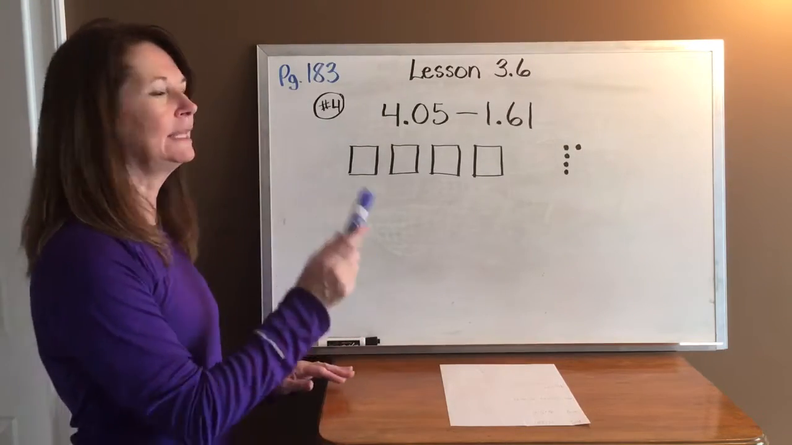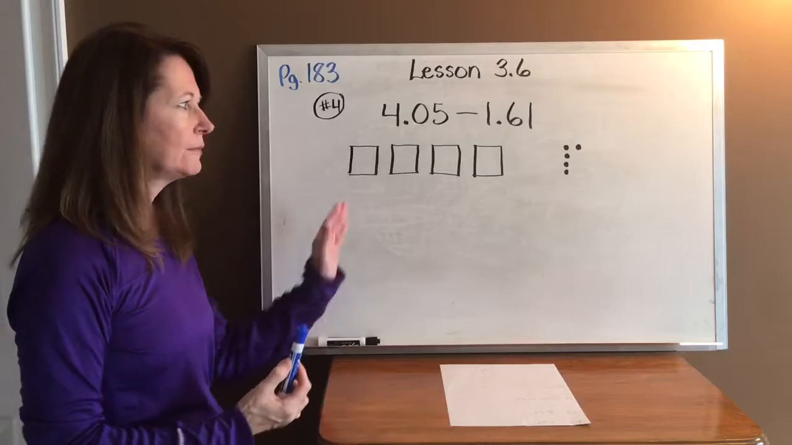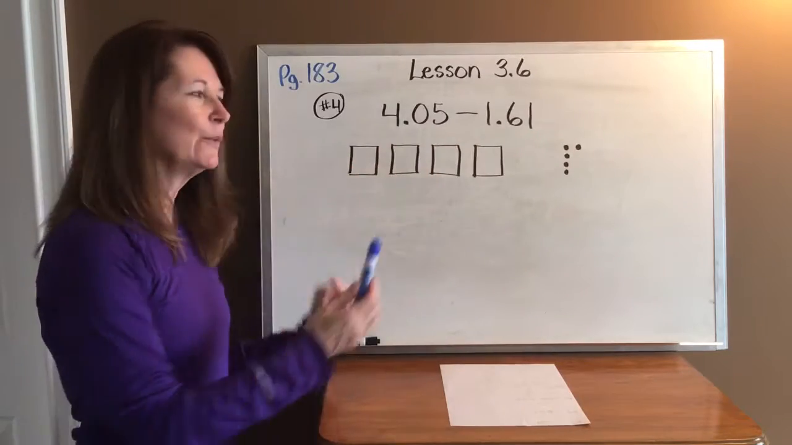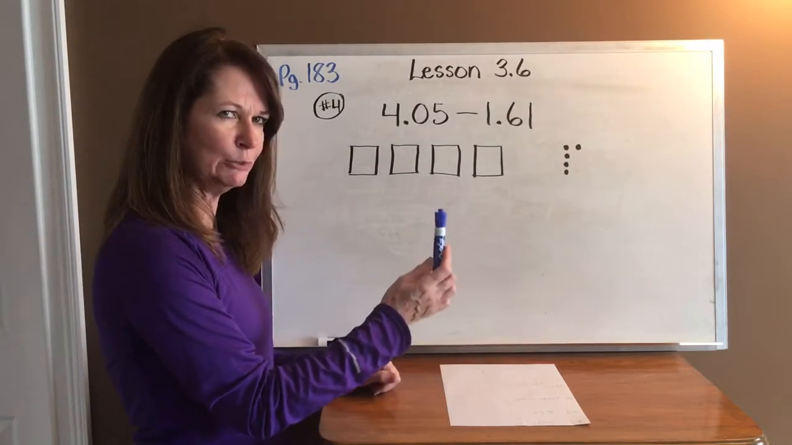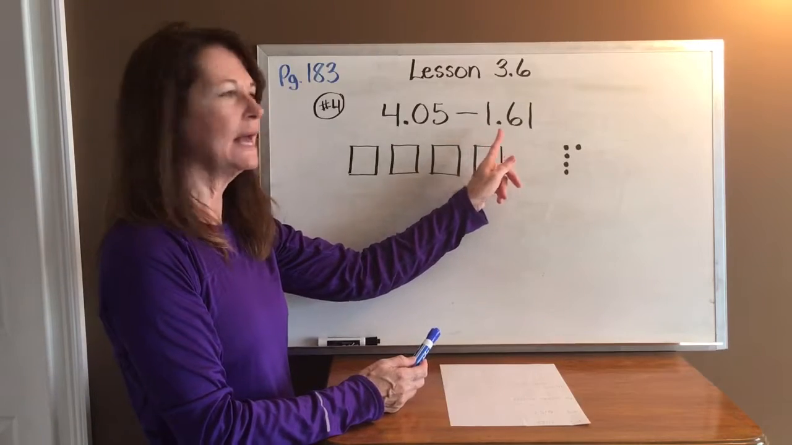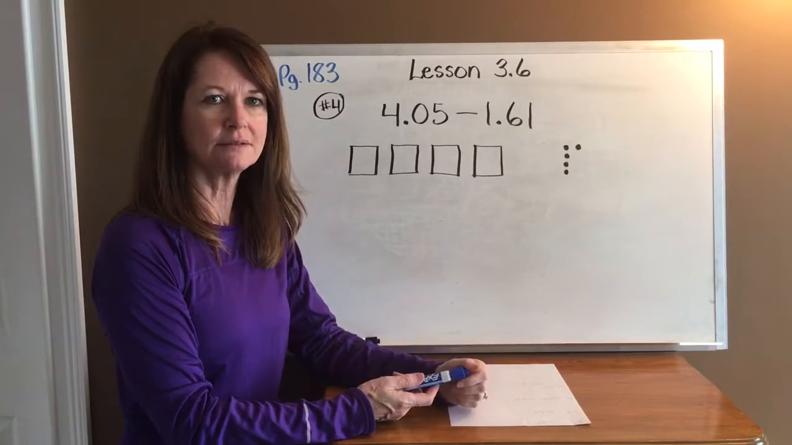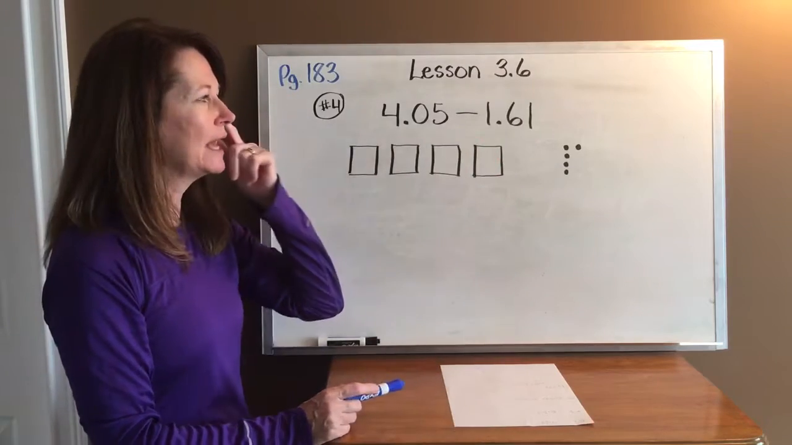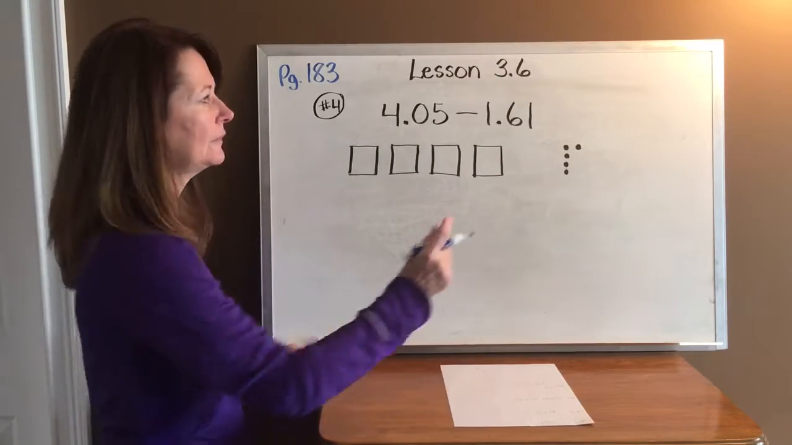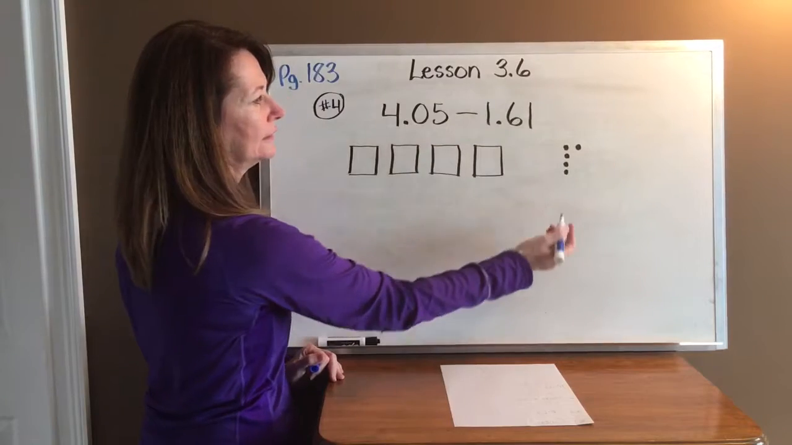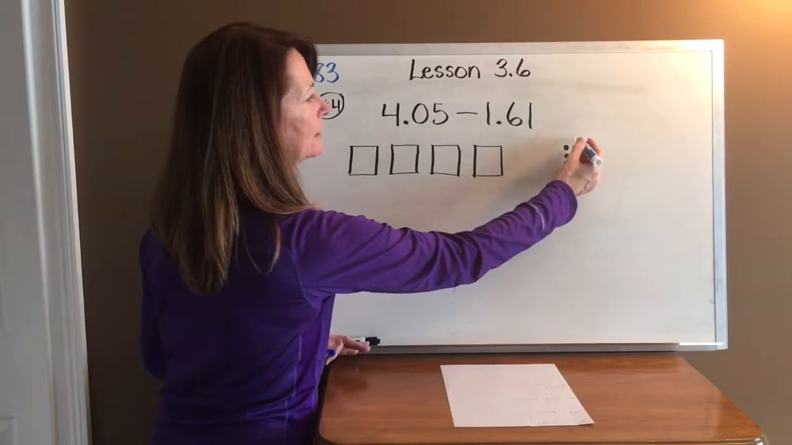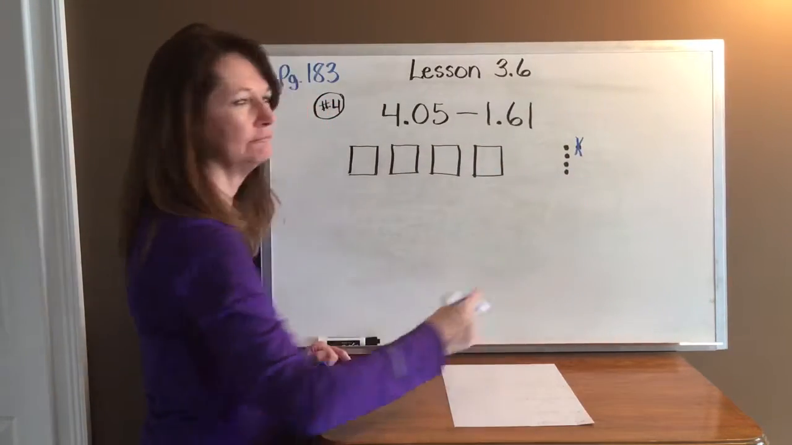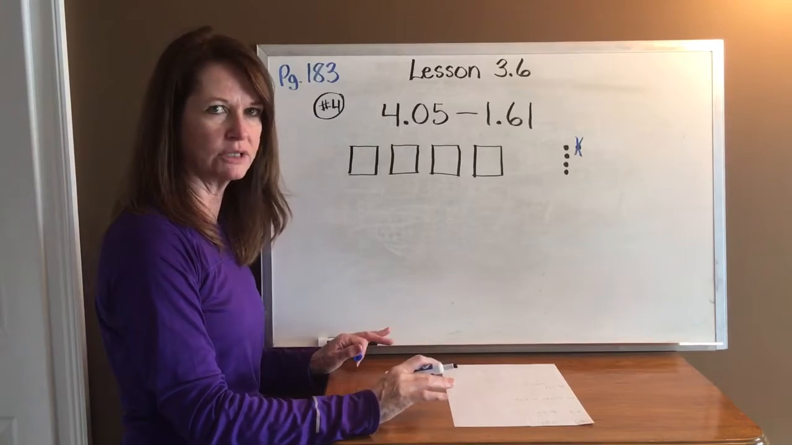So we're going to start eliminating, taking away from this whole picture. We're going to eliminate with this blue marker 1 whole and 61 hundredths. Okay, it's going to be fun. All right, so here we go. So let's go ahead and take away 1 of the hundredths. So ready? Just mark it off. Okay, we've done the hundredths.